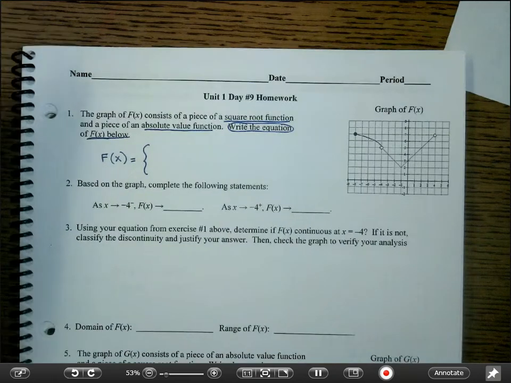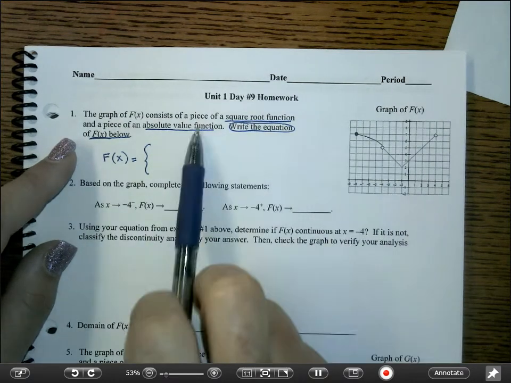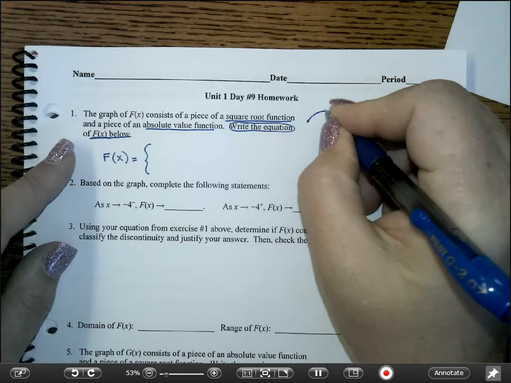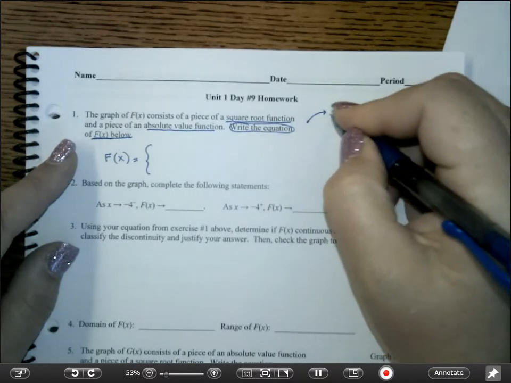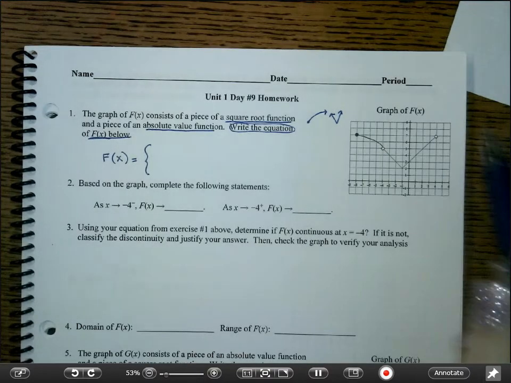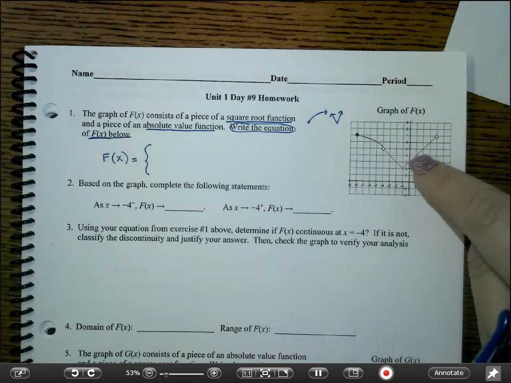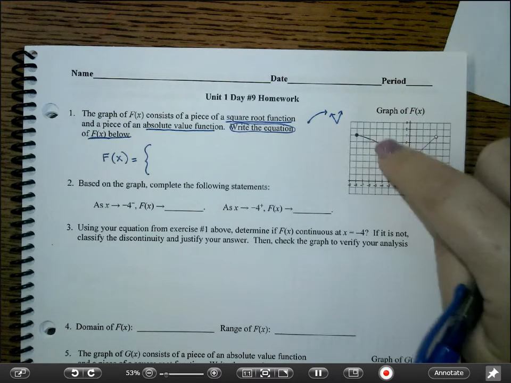All right, so now we're taking a look at day 9 homework. It says that this graph of f of x consists of a square root function, which is normally like this, and an absolute value function, which is normally like this. We're going to write the equation of f of x below. When you read the graph, you read it from left to right. So really what we have here is the square root function first.